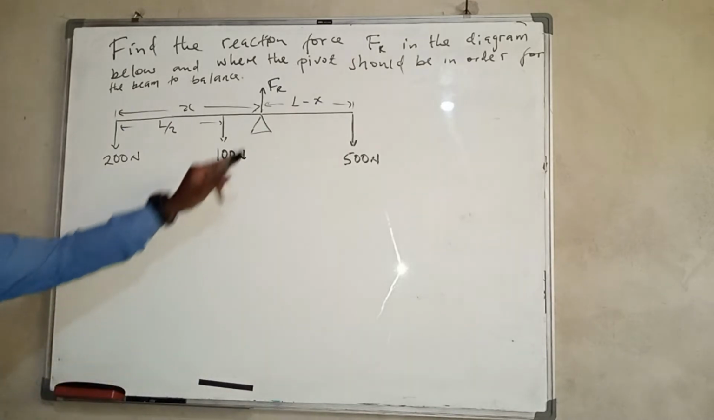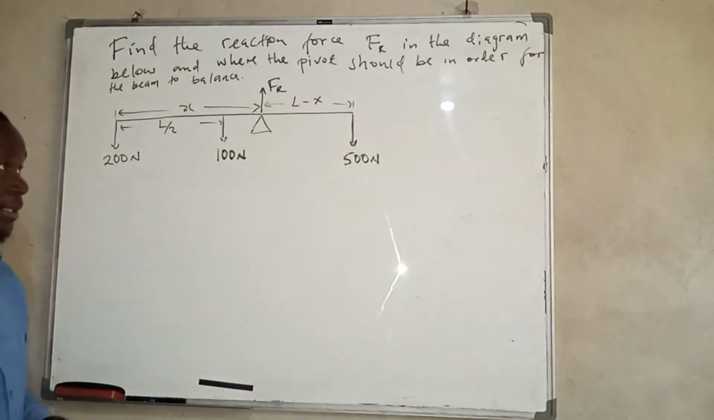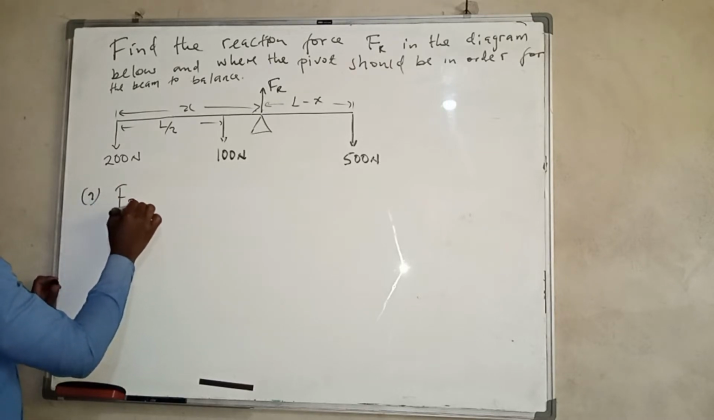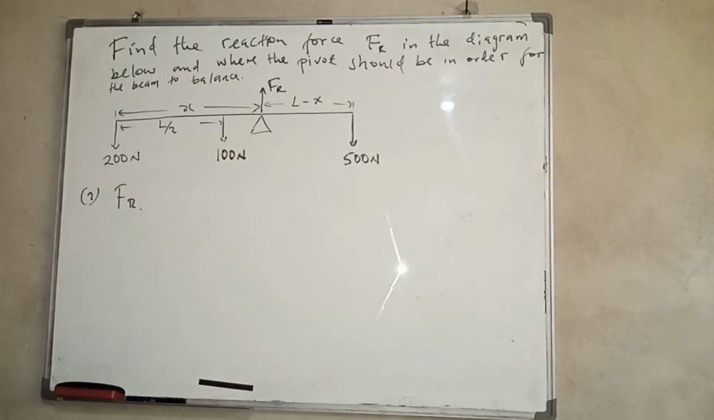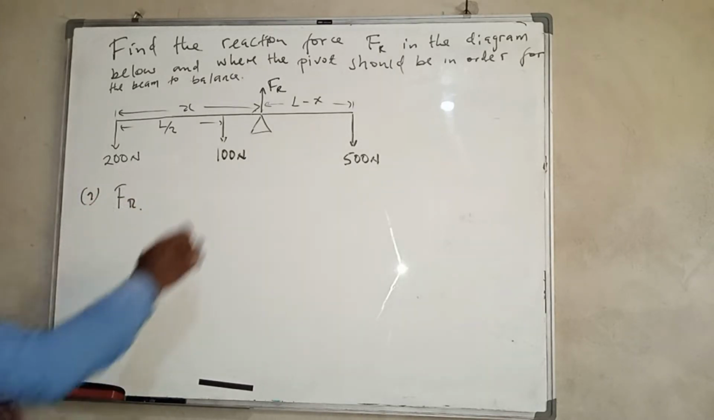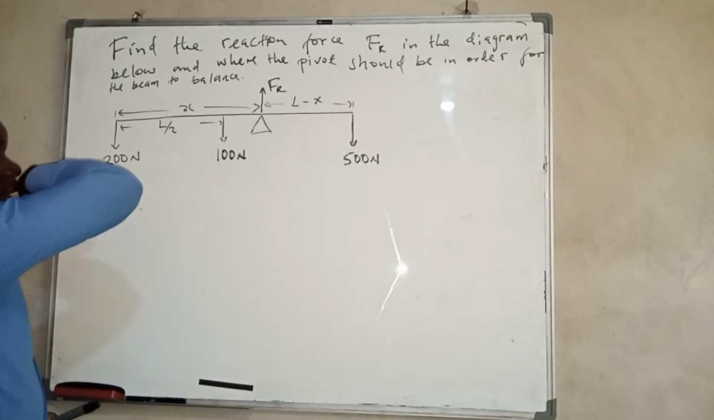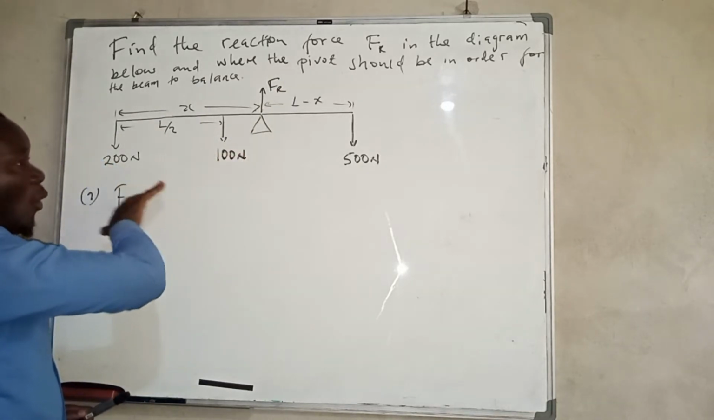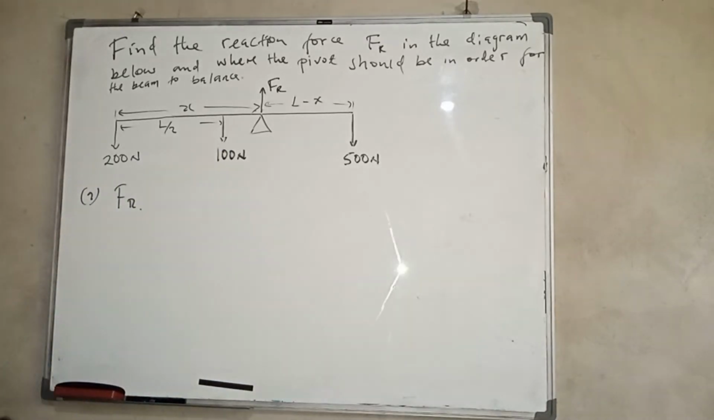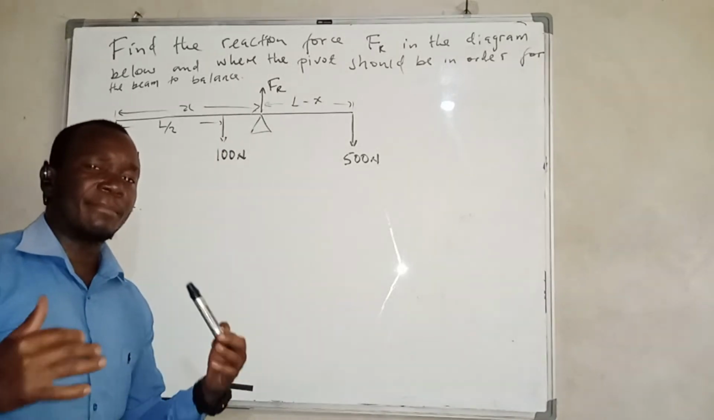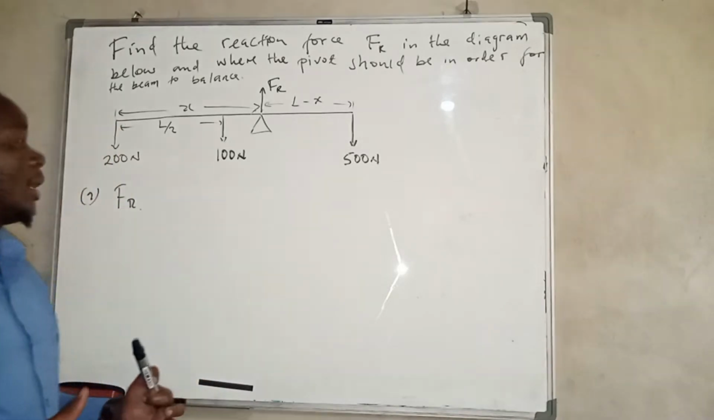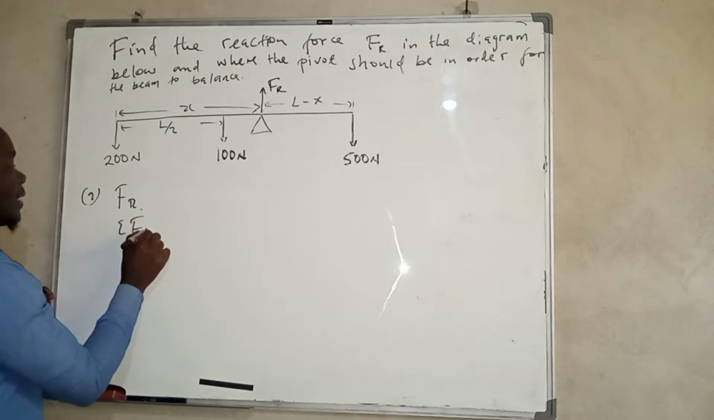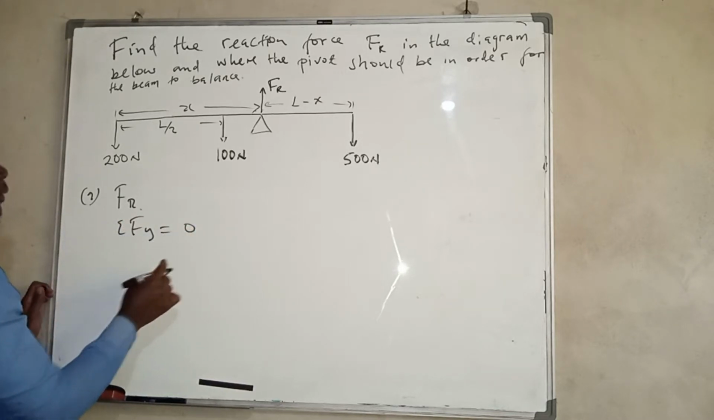So we're going to begin with the first question without even wasting much time. For the first part, which is Fr, the reaction force, this one we want to find. We know that the summation of all the forces must be equal to 0 in order for the beam to balance. So from here, we know that the summation of forces in Y must be equal to 0.